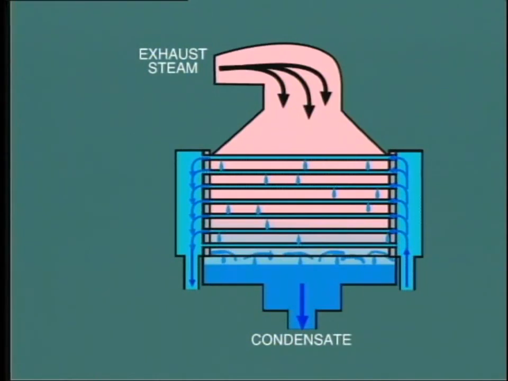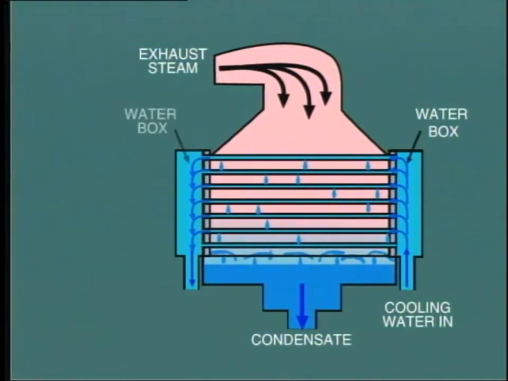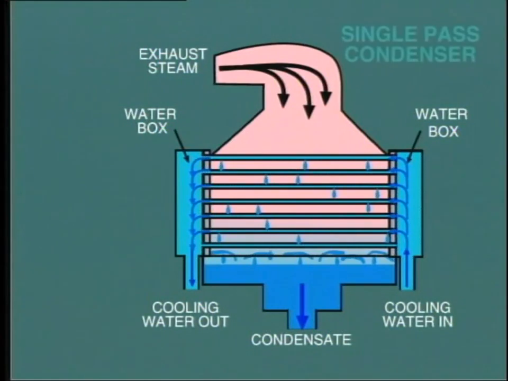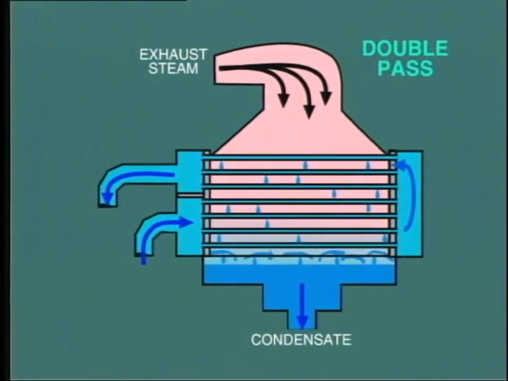In the arrangement shown here, the circulating water enters at one end of the condenser, filling the inlet water box, then passes through the tubes into the outlet water box. From here, the water circulates back to the system. This particular arrangement is known as a single-pass system. In many installations, a double-pass condenser is used.